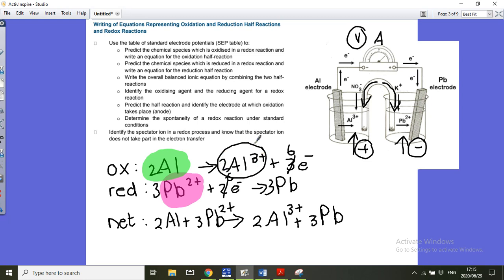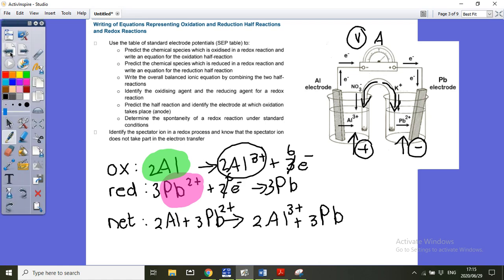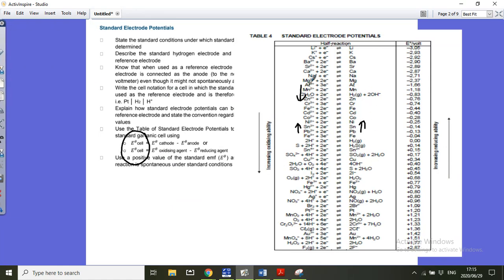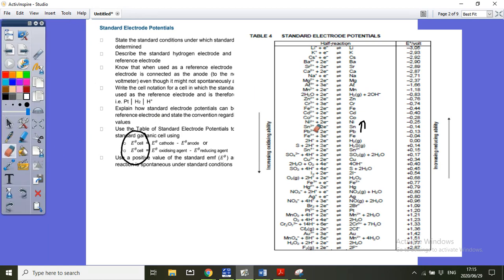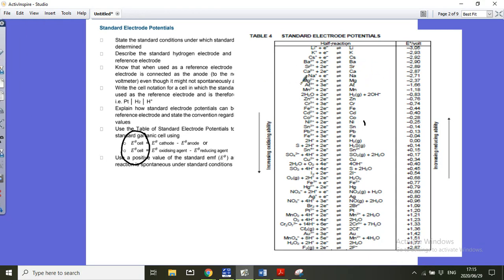So if I increase the Al3+ concentration, if you look at it as an equilibrium, the reverse reaction will be favored. But if you look at your table, it means that your aluminium concentration here is going to be increased. So let me just do that. If my aluminium concentration is increased, that means this value here is going to become an increased oxidizing ability. So this value will become less negative. And if you put that in your E cell again, that means that your E value will decrease.